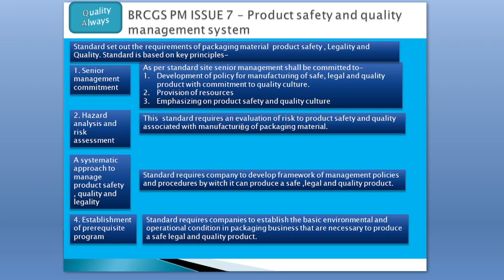This standard requires an evaluation of the risk to product safety and quality associated with the manufacturing of the packaging material. Third is the systematic approach to manage product safety, quality and legality. The standard requires a company to develop a framework of management policies and procedures by which it can produce safe, legal and quality product. And fourth is the establishment of the PRP. The standard requires companies to establish the basic environmental and operational conditions in the packaging business that are necessary to produce a safe, legal and quality product. So these are the basics of this standard.